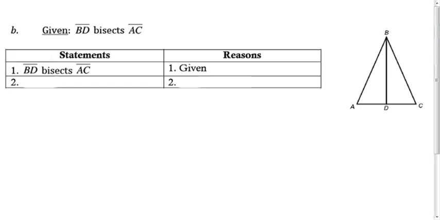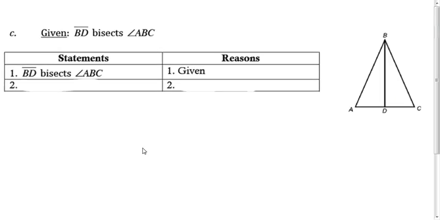Okay, try letter B. So we can say, very similar to the previous one, that those 2 segments have the same measure. But now our reason is going to be definition of bisect. So be very careful with your vocabulary. If they give you bisect, you have to say definition of bisect. Okay, segment BD bisects angle ABC. So you can say that each of those angles has the same measure. Definition of bisect. And we can use the same hash marks on the angles here just to show that they're congruent. Draw little arcs instead, though.